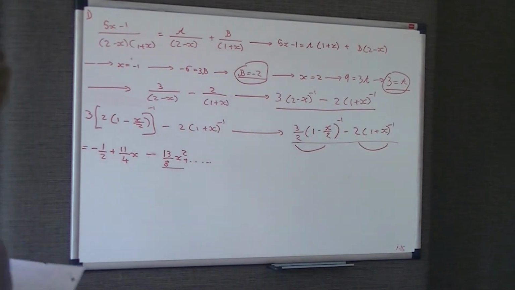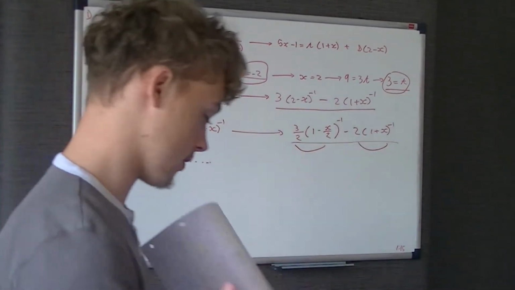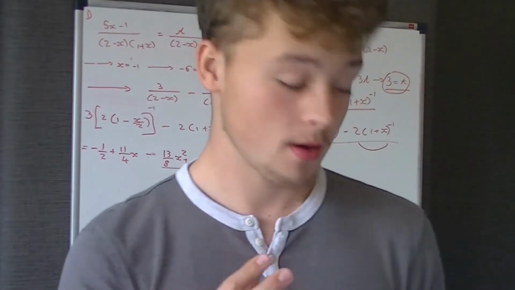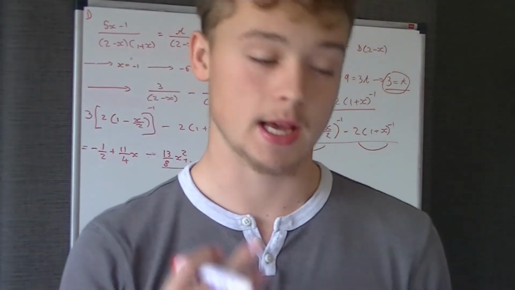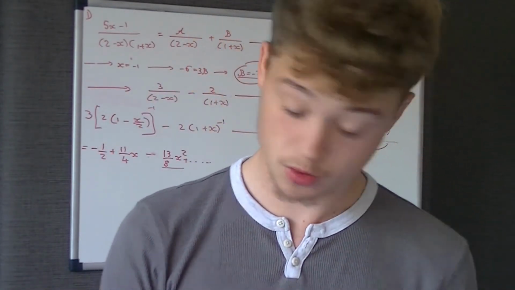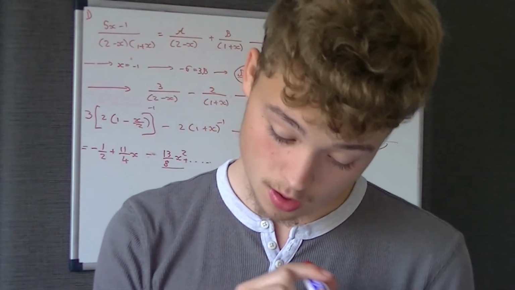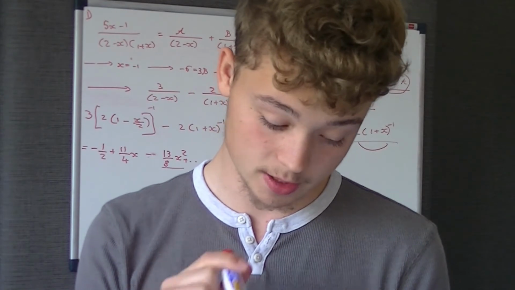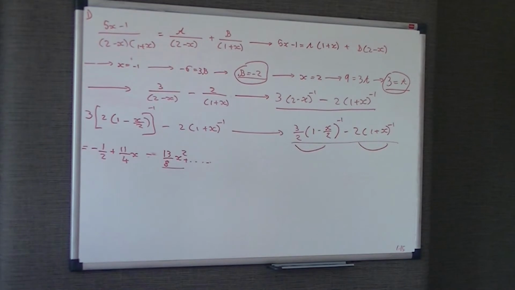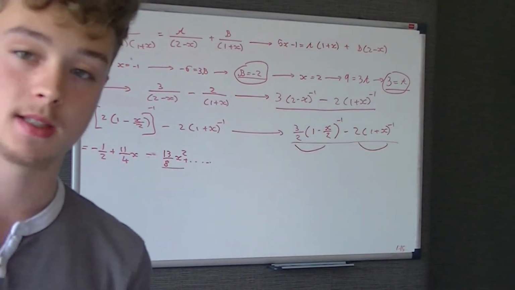Now, we've answered the first part of the question. Just to reiterate, it said express the original fraction in ascending powers up to the term of x squared, which we've done, tick, and state the range of values of x for which it is valid. Okay, now to do this we have to cast our minds back to the previous video.